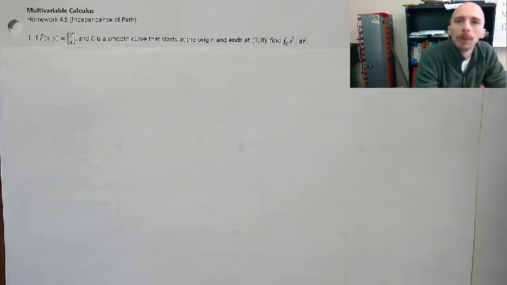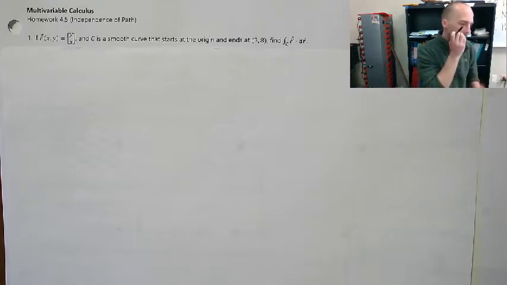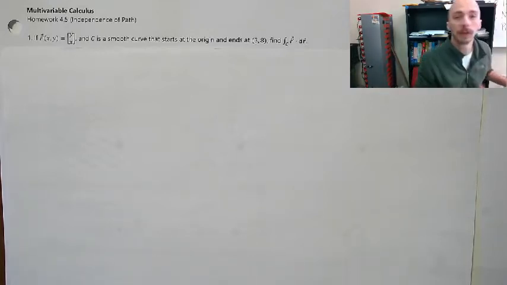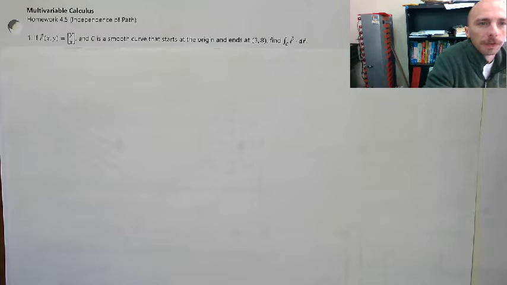All right, in this video, I'm going to be working some fundamental theorem of path integral examples, and we're going to be looking at independence of path and finding a potential function to evaluate a path integral. So if f of x and y equals y and x, and c is a smooth curve that starts at the origin and ends at (3, 8), find the integral over c of f dotted with dr.